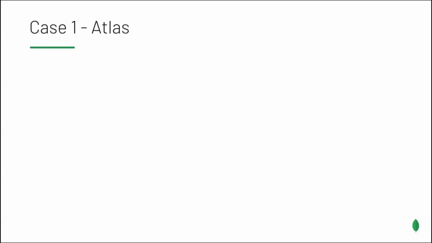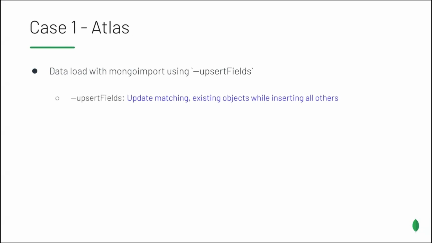Let's have a look at the first case here. This is a case where the customer is running their MongoDB deployment on Atlas, which is a MongoDB database as a service cloud offering. The MongoDB Atlas customer is performing a data load with mongoimport using an option, upsertFields. So what does upsertFields do? It modifies the import process. It will perform an update on existing objects in the database if they match based on the specified fields, while inserting all other objects.